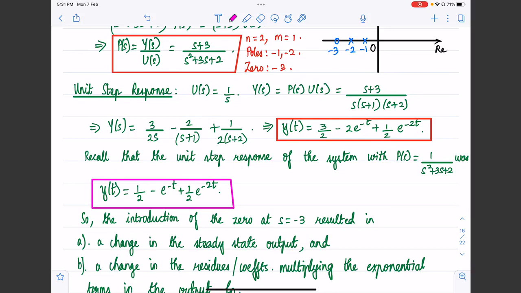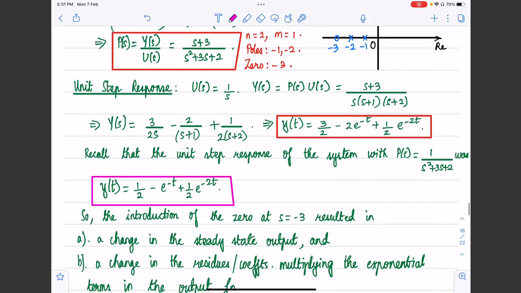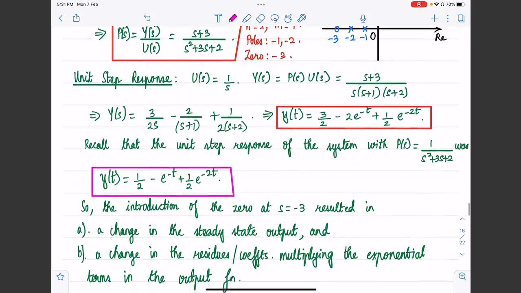Now, we can see two effects. The first effect is that the residues of the exponential terms are different. So we have -2 multiplying the e power minus t term. Here we have -1 multiplying the e power minus t term. By coincidence, the residue of the e power minus 2t term happens to be 1/2, but that's a coincidence, not true in general. So point number one, there is a change in the residues, the coefficients multiplying the exponential terms, due to the introduction of a 0.